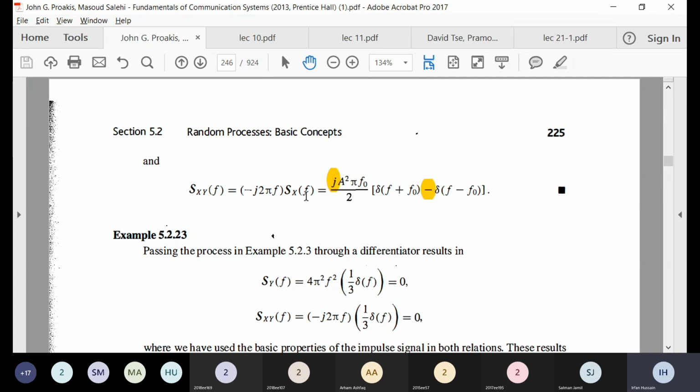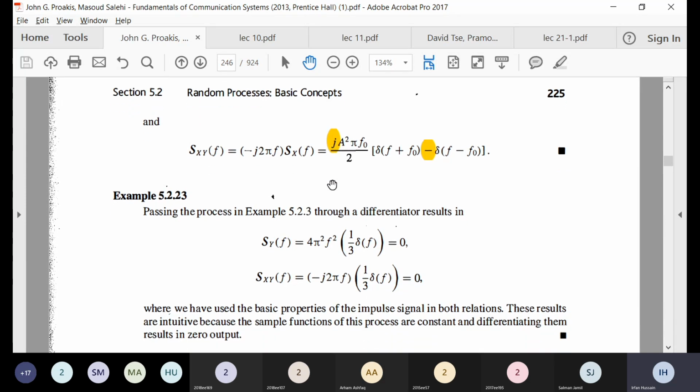S_x is the same, the PSD of the autocorrelation of the cosine, which we saw in previous examples. So this will be minus j and this will be plus. There are two mistakes here which you can correct. Just take the product with the PSD of the cosine, which we did earlier. So this will be plus and this will be minus.